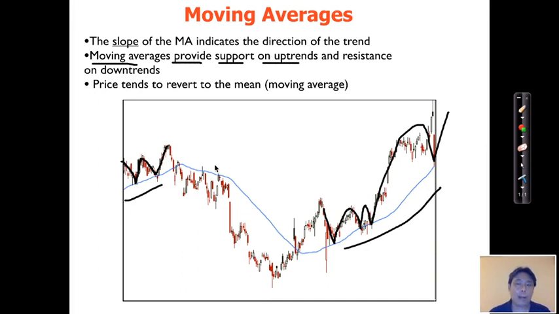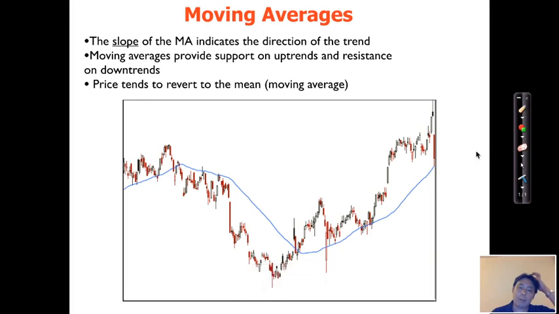And on the downtrend, what happens? The moving average acts as a resistance, right? Can you see the price goes up, boom, comes down, boom, comes down, right? And what happens is we say prices tend to revert to the mean. Okay, so what does it mean? Notice that when the price gets too far from the moving average, it tends to move back to the moving average. It tends to snap back. That's why we call it an average. Okay, when it's too far, it snaps back. So we call it the mean or the average.